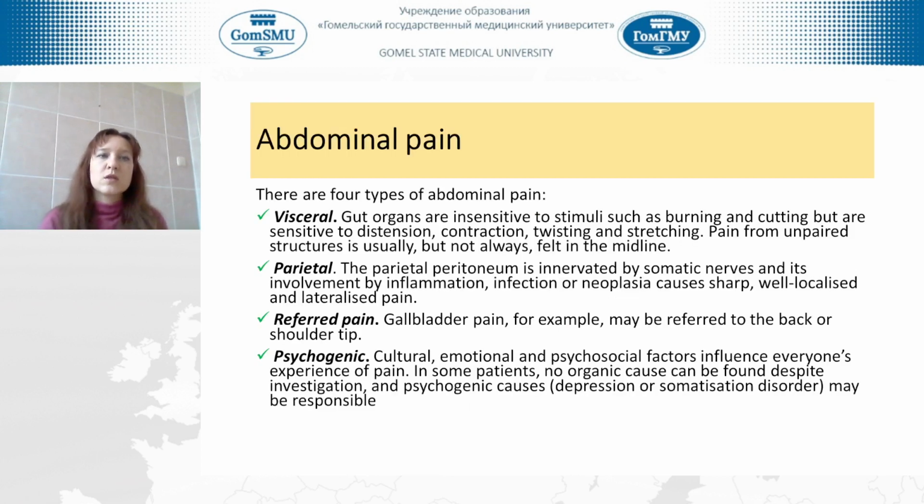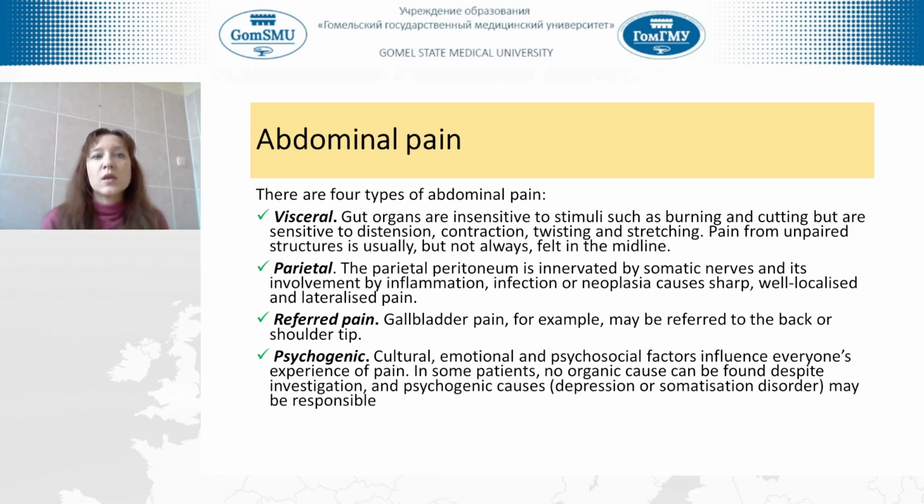Abdominal pain. There are four types of abdominal pain: visceral, parietal, referred pain, and psychogenic. Visceral: gut organs are insensitive to stimuli such as burning and cutting, but are sensitive to distension, contraction, traction, and stretching. Pain from unpaired structures is usually, but not always, felt in the midline.